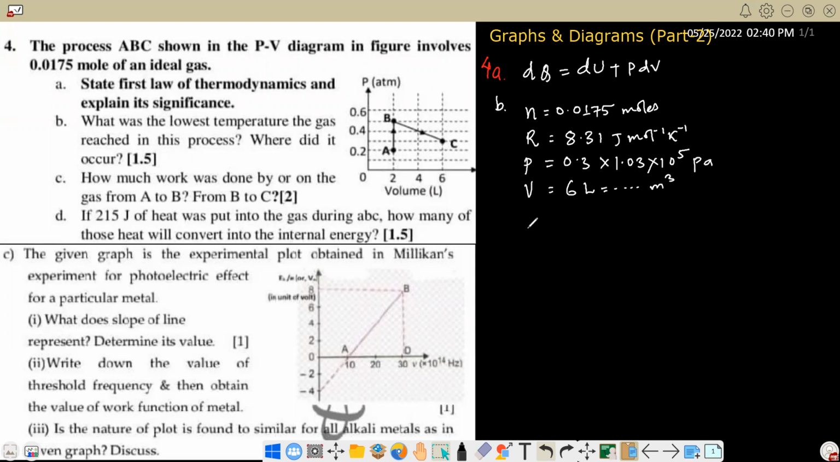So we have all the information, and we know that PV equals nRT. Okay, if you substitute all these parameters, then you can easily get the value of T. So this is going to be some Kelvin. Okay, so this is the idea of this one. Let us look at question number C.